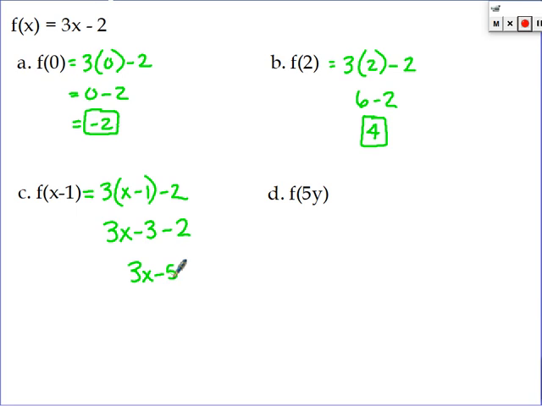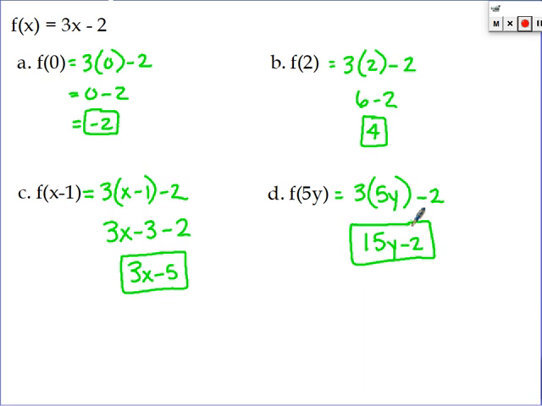And finally, my last one is 5y, so I'm just going to plug that in for x, and that becomes 15y minus 2. Okay? So again, on the next slide, I would have you try these 4 on your own in class. So why don't you pause the video, give them a try, and then we'll see how you do.